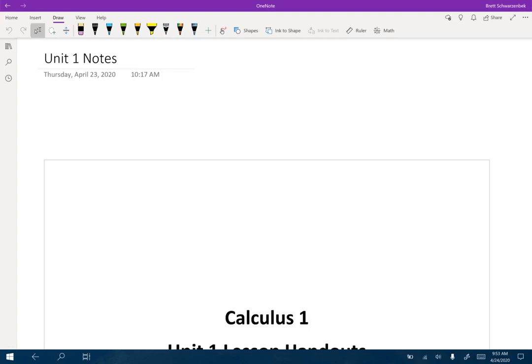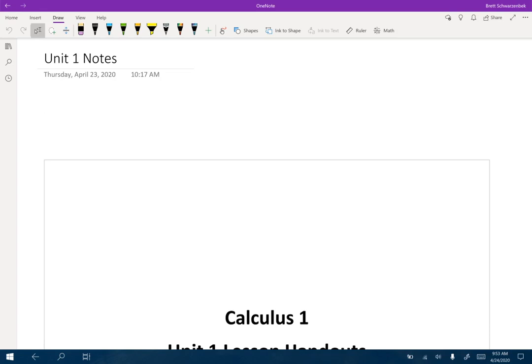Welcome to Calculus 1. You might or might not have already looked at the trig review lesson. That is not part of the course in terms of your grade. That is just for helping you out with understanding the content.